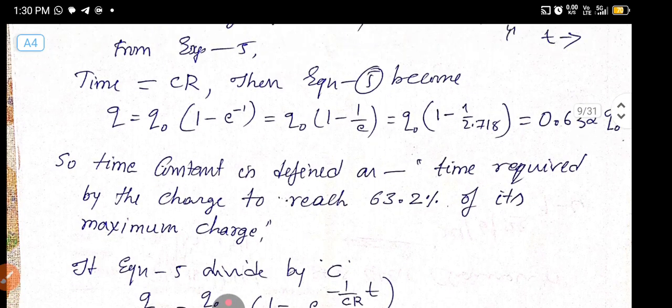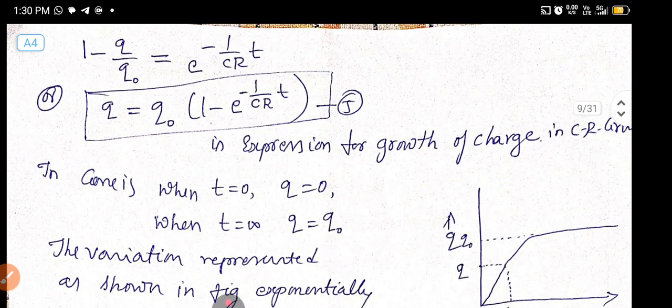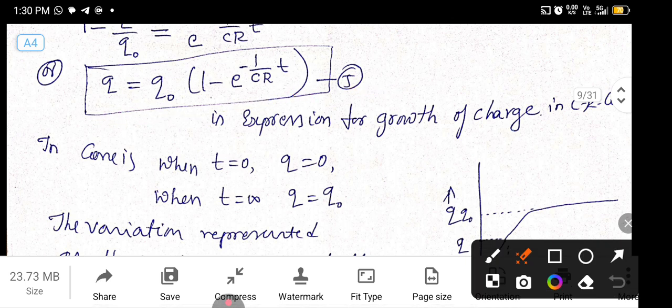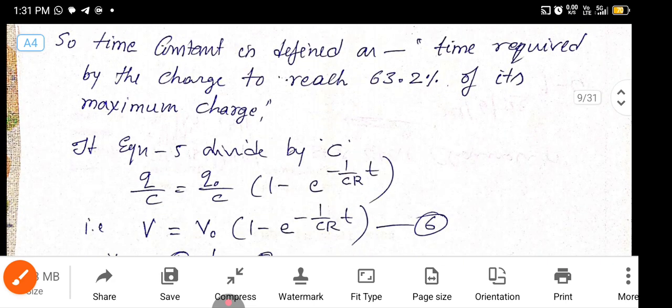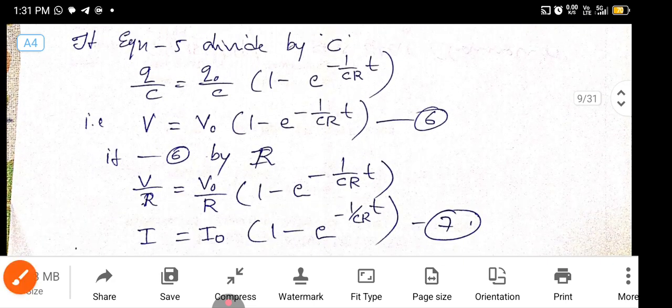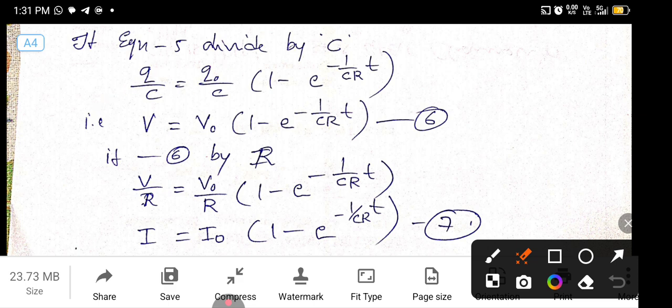As you know, the charge from equation 5 is Q equal to Q naught into 1 minus e to the power of minus t by CR. If this equation is divided by C, this gives the voltage. Hence, equation 5 divided by C gives Q by C and Q naught by C. Q by C is nothing but voltage, Q naught by C is also voltage, that is the maximum voltage. Changing charge to voltage form, V equals V naught into 1 minus e to the power of minus t by CR, the voltage equation.